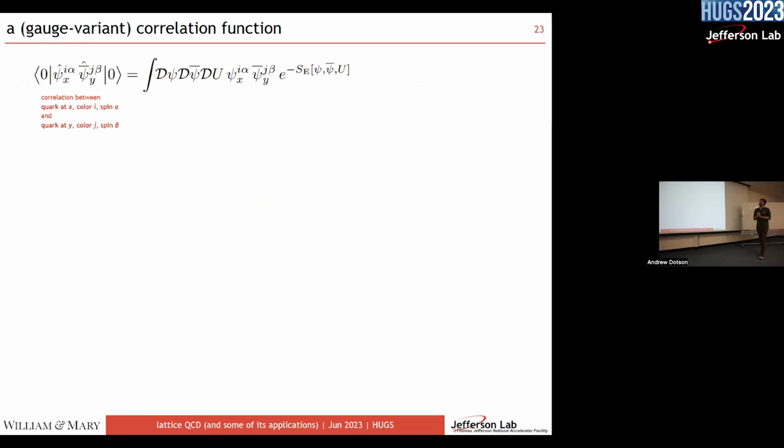So here's something you can compute. Here is a correlation function, and this would be a first correlation function to compute. It's the correlation of the quark field at one point with the quark field at another point. And if you've studied quantum field theory, you recognize, oh, this looks an awful lot like the propagator. This is the propagator for a quark to go from one place with a color and a spin to another place with another color and a spin. And it has a path integral representation, which looks like this.